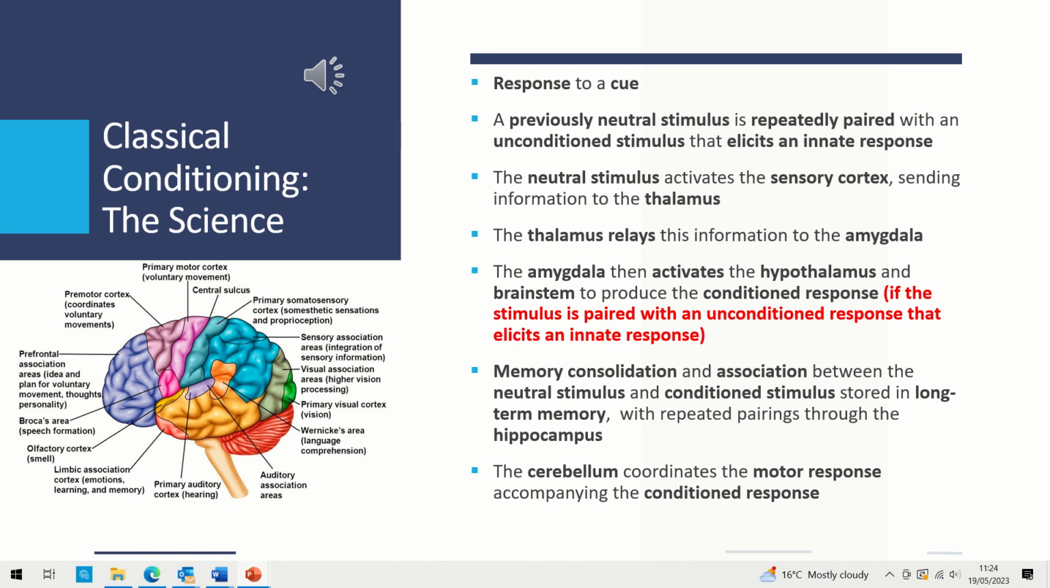The neutral stimulus activates the sensory cortex, sending the information to the thalamus, which then relays this information to the amygdala. The amygdala then activates the hypothalamus and brainstem to produce the unconditioned response if the stimulus is paired with an unconditioned response that elicits an innate response. Memory consolidation and association between the neutral stimulus and conditioned stimulus is stored in long-term memory with repeated pairings through the hippocampus. The cerebellum coordinates the motor response accompanying the conditioned response.